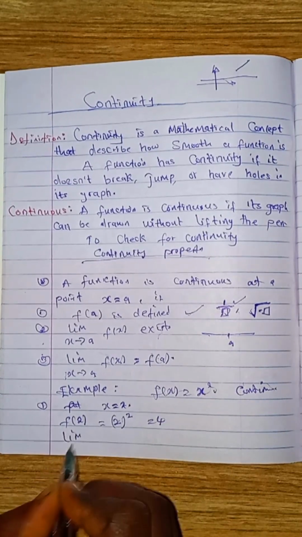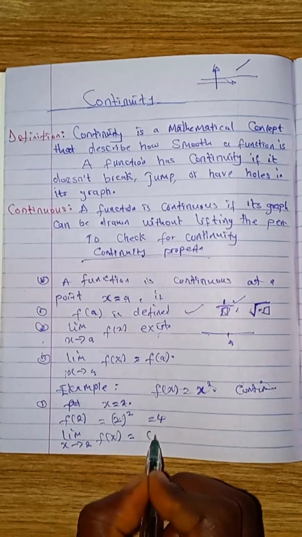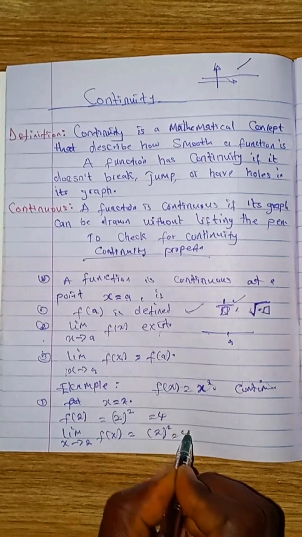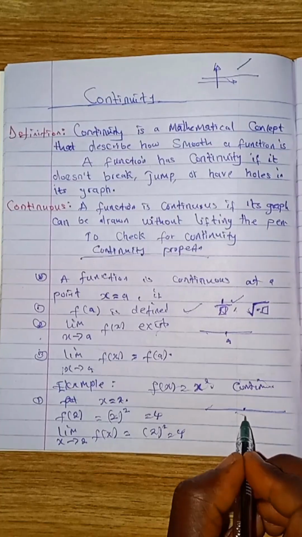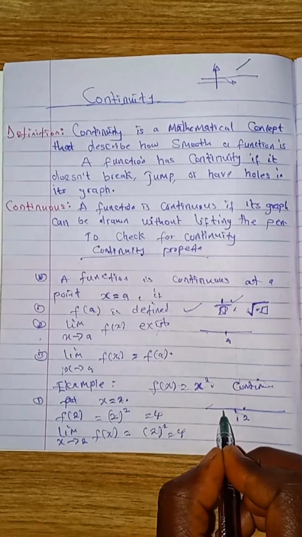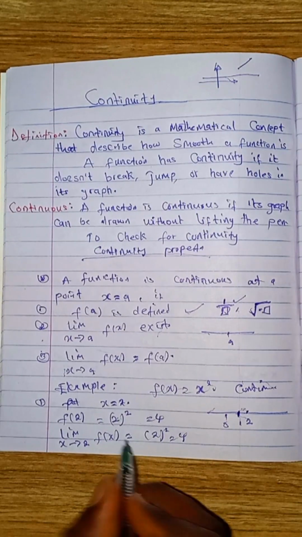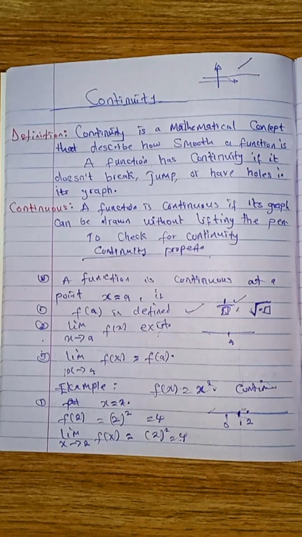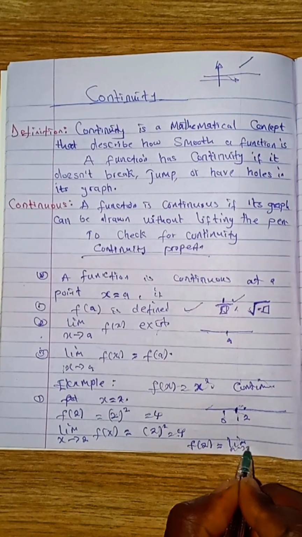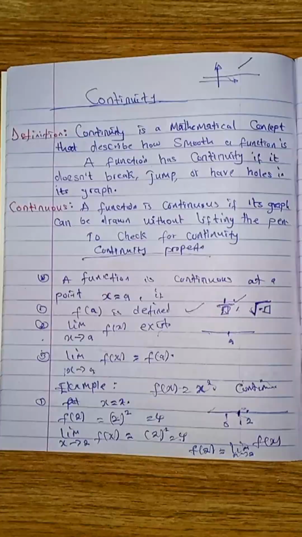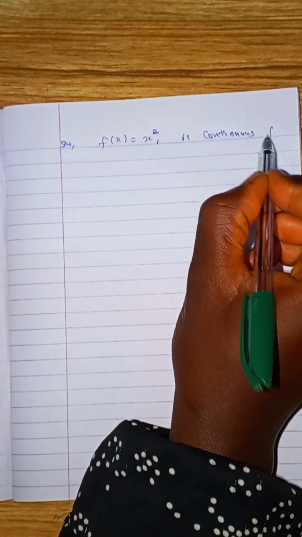What is the limit as x is getting close to 2 of the function f of x? Is this the same thing as 2 to the power of 2, which is equal to 4? Because if you take the limit, if x is approaching 2 of this function, that is when x is 1.9999, if you check the limit, it's going to be 4. And again, f of 2 is equal to the limit as x approaches 2 of the function f of x. The function f of x equals x squared is a continuous function.